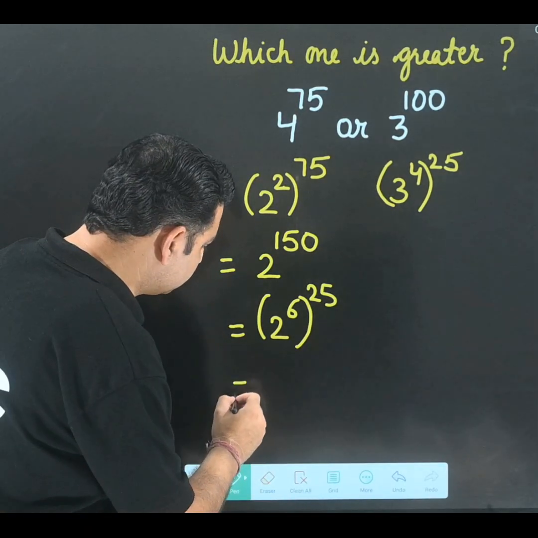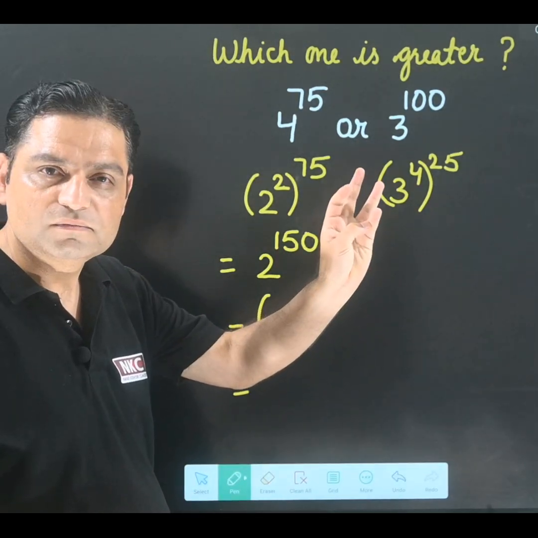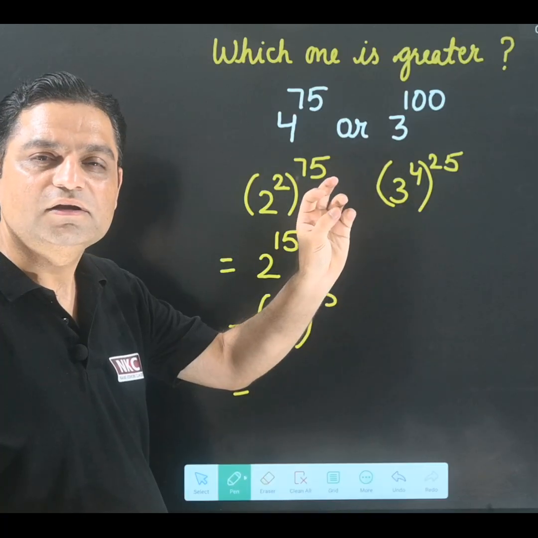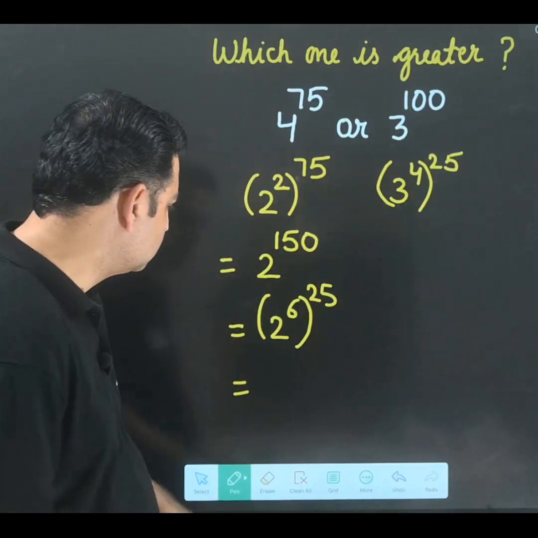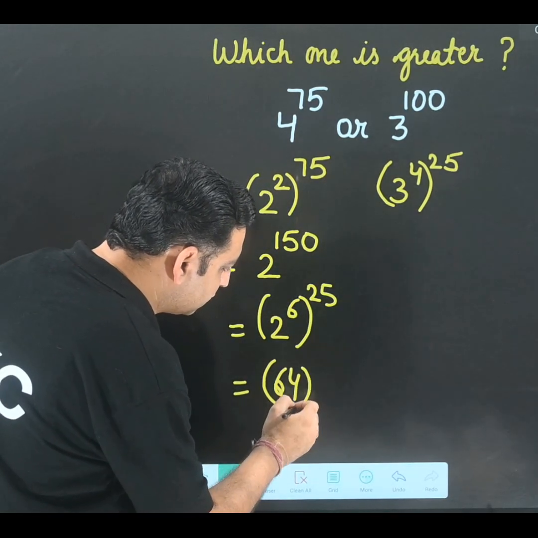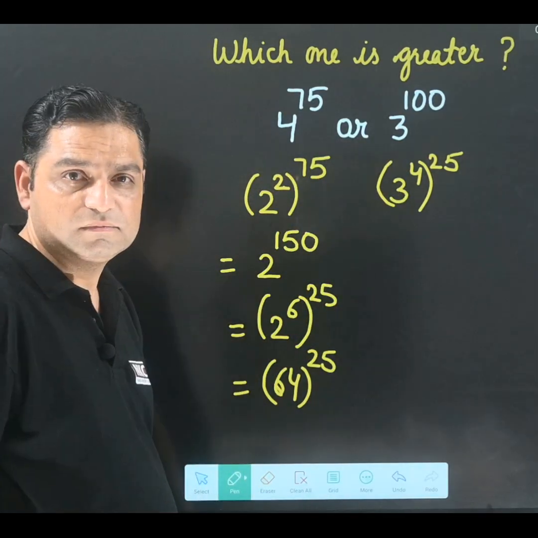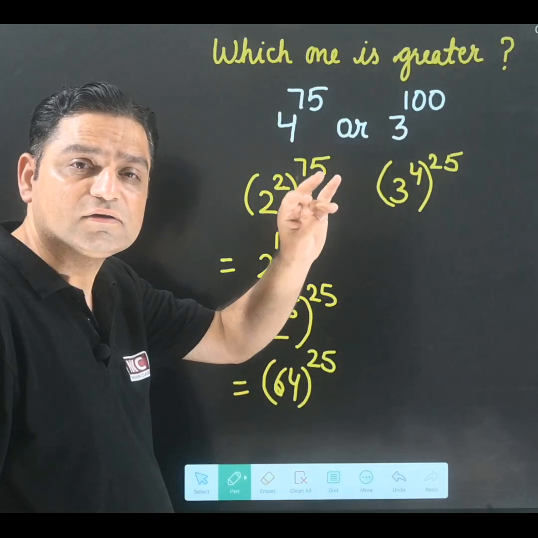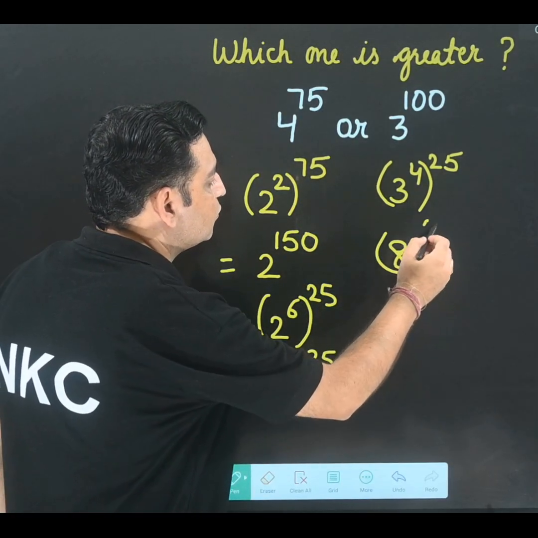Now what is 2 to the power 6? You multiply 2 six times: 2 2s are 4, 4 2s are 8, 8 2s are 16, 16 2s are 32, 32 2s are 64. So this is becoming 64 to the power 25. Whereas 3 to the power 4: 3 3s are 9, 9 3s are 27, 27 3s are 81. This is actually 81 to the power 25.